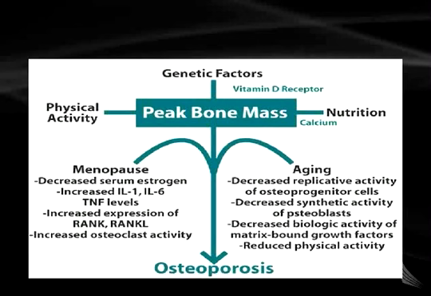For women, menopause can also play a role with decreased serum estrogen, increased expression of IL-1, IL-6, tumor necrosis factor alpha, and increased osteoclast activity. Essentially, the balance between the creation of new bone and the removal of old bone, the former by osteoblasts, the latter by osteoclasts, goes out of whack, and you have the development of osteoporosis.